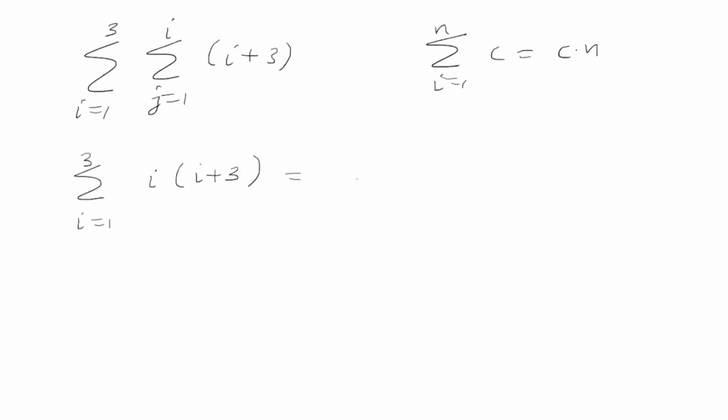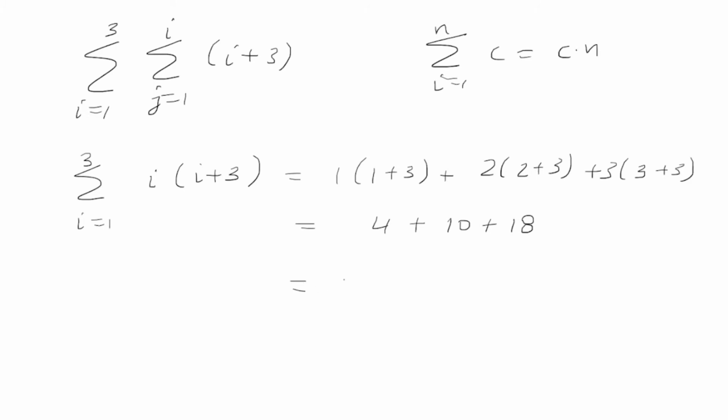And because we're only going from 1 to 3, it's probably better not to use any formulas since this will be quick. So we'll plug in i equals 1 first, and then move on to i equals 2, and then move on to i equals 3. So we have 4, 10, 18. So this is 32.